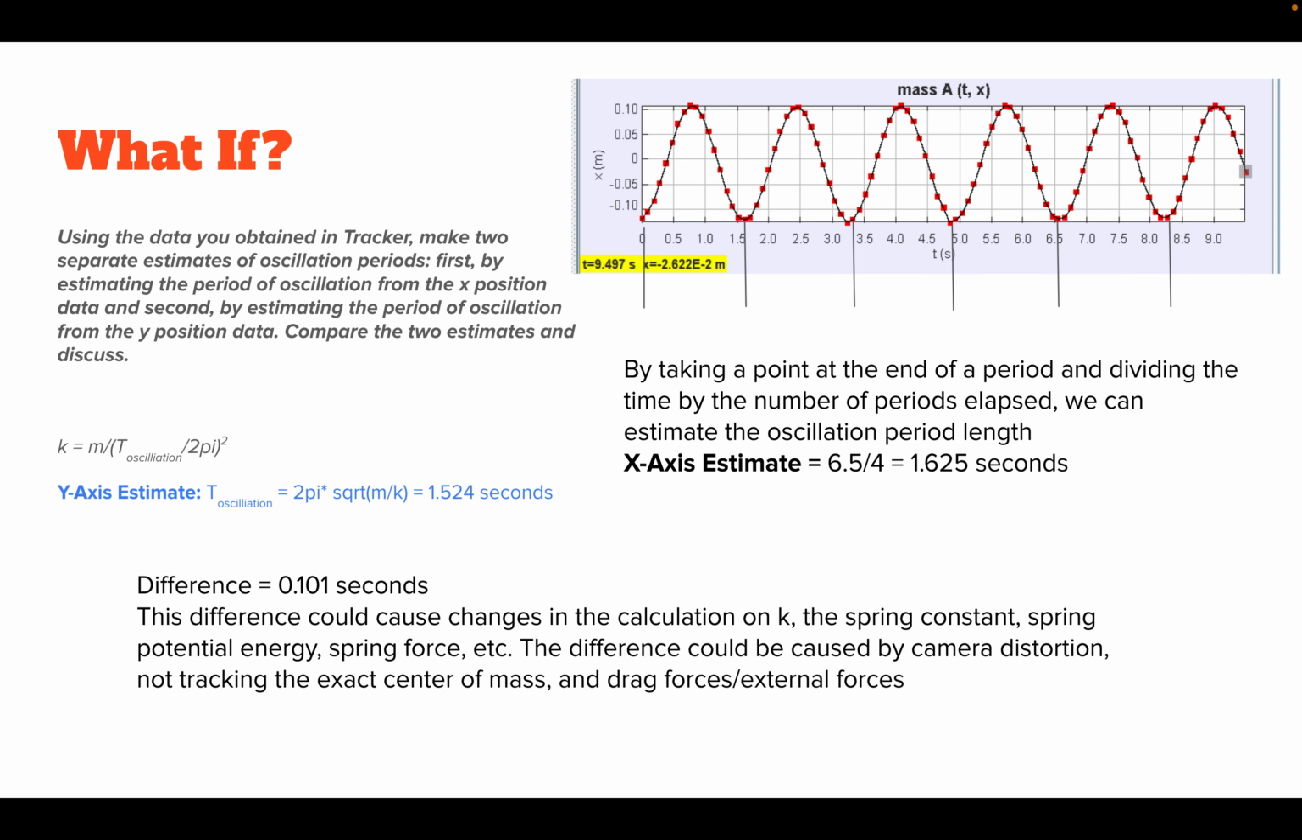Now, what about the oscillation period estimate? We estimated the oscillation period by analyzing data from both the x and y positions. The y-axis estimate gave us a period of around 1.52 seconds, while the x-axis estimate was around 1.625 seconds. There's a small variation of 0.101 seconds, and this variation is probably from factors like camera distortion, inaccuracies in center of mass tracking, and drag forces.